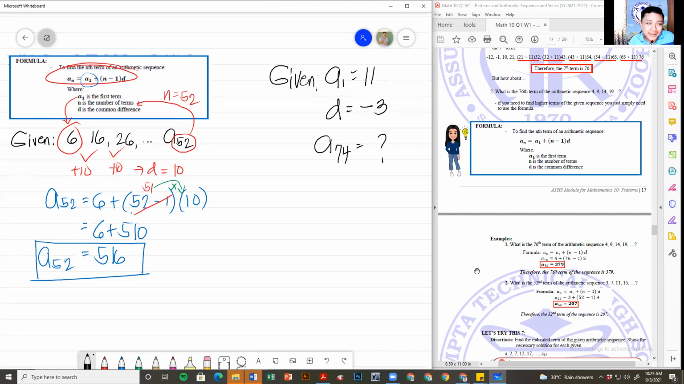The one I give you now is much easier because you need not identify anymore what's missing. You already have the first term. There's the first term. You already have your common difference. There's your common difference. You already have your n. Your n is always the number of the term that you are looking for. You just have to substitute now. Go. I will wait for your answers in the chat box.